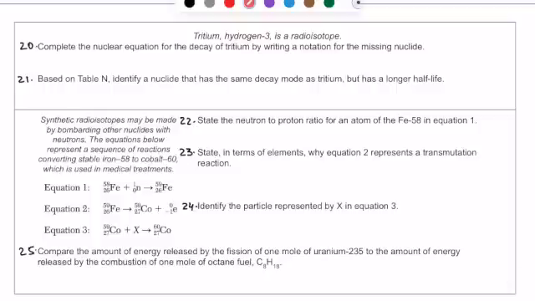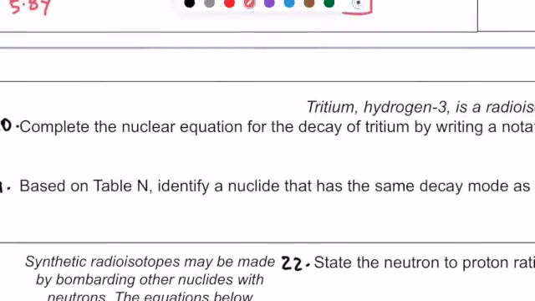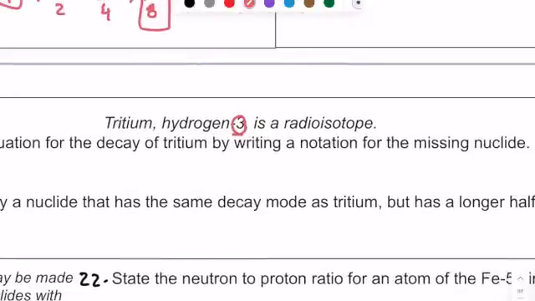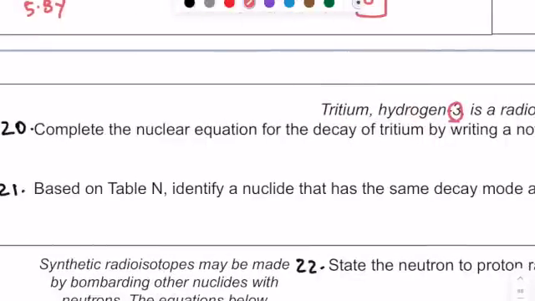And here we are talking about tritium, which is an isotope of hydrogen with a mass of 3. Complete the nuclear equation for the decay of tritium by writing a notation for the missing nuclide. So hydrogen with a mass of 3 and an atomic number of 1. According to table N, when tritium decays, it once again produces a beta particle. So that is 3, and 1 minus negative 1 is 2, and that produces helium.